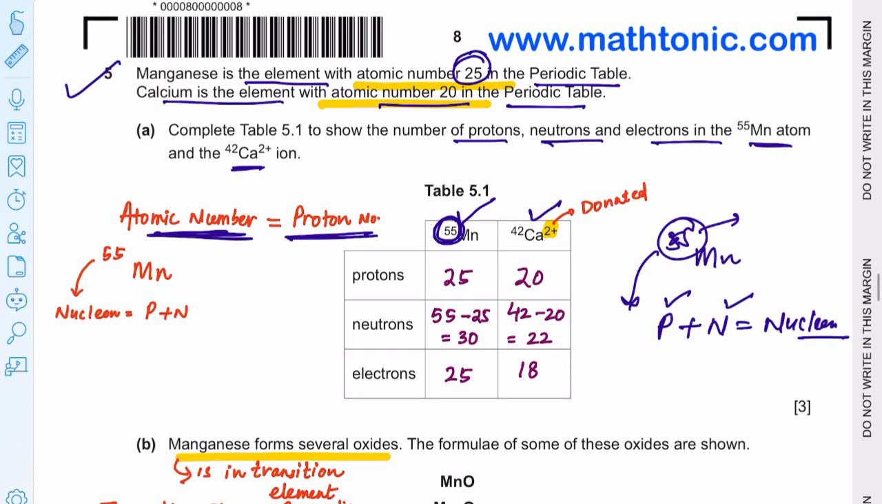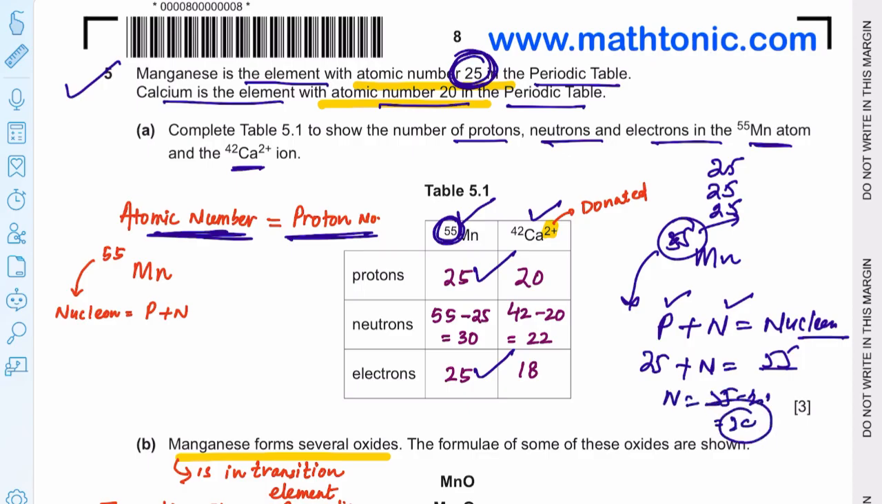And what atomic number is given for this case? 25. That means atomic number is 25, number of protons is 25, number of electrons also 25. That's why for manganese I've written number of protons 25, number of electrons 25 as well. As I told you, if protons is 25, neutrons equals nucleon number, which is given as 55. If you rearrange it, 55 minus 25 equals 30. So we got 30 as well.